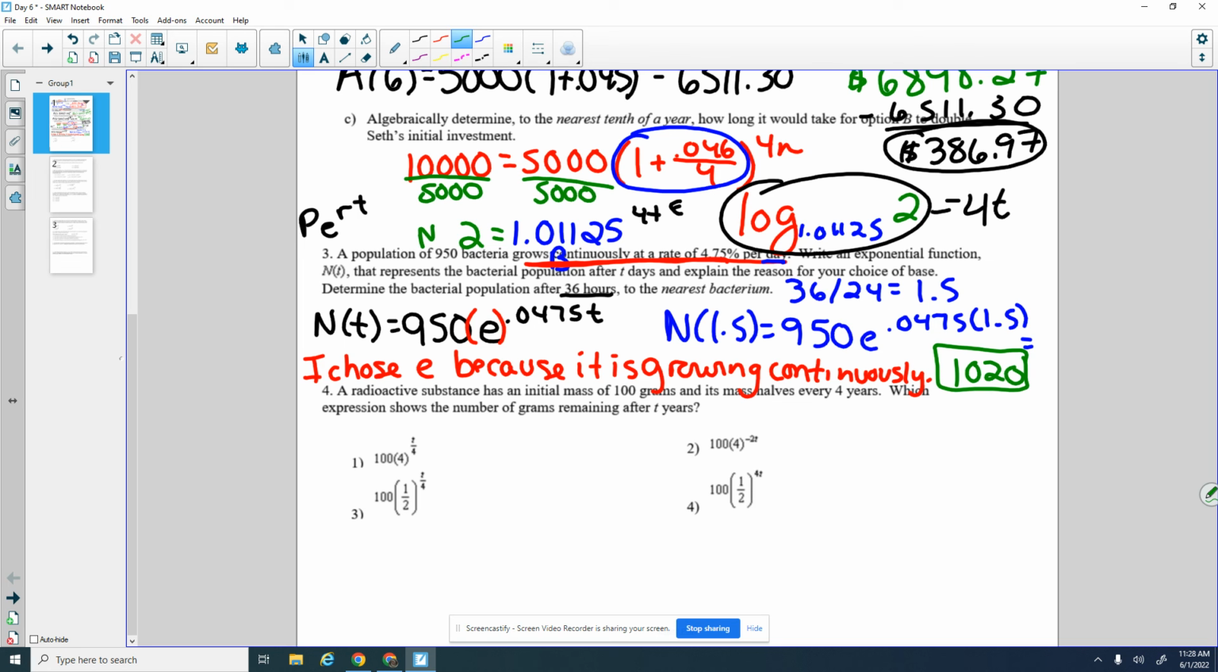The next one says a radioactive substance has an initial mass of 100 grams and its mass halves every 4 years. Which expression shows the number of grams remaining after t years? So we're starting with 100. This is halving every 4 years, so I'm using my half-life formula, which is P times 1/2 to the t over h. My half-life, or how long it takes to halve, is 4 years. So this expression is correct.